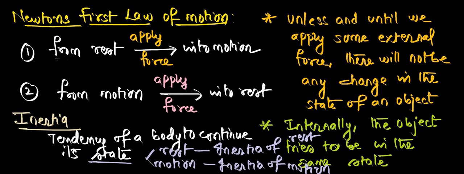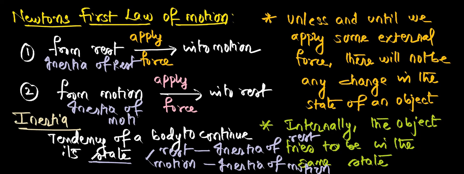So if you take the first point, it is at rest. So what will it do? It will continue to be at rest only. So for the first point, what do we consider? We consider inertia of rest. Next is inertia of motion. The body is in motion. The starting point is motion, so it will continue to be in motion only. So what will be considered here? Inertia of motion.